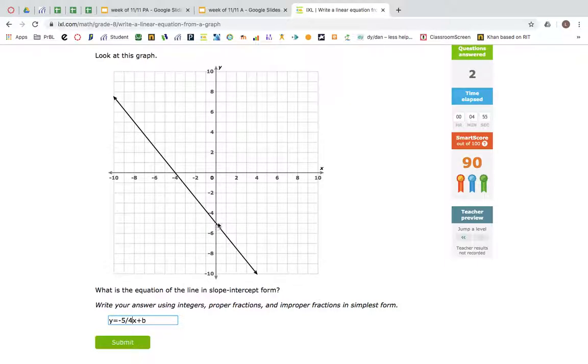And my y-intercept, I cross the y-axis right here. Between negative 4 and negative 6, that point is negative 5. So I can do plus negative 5.